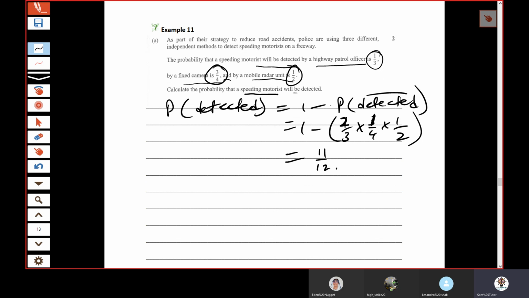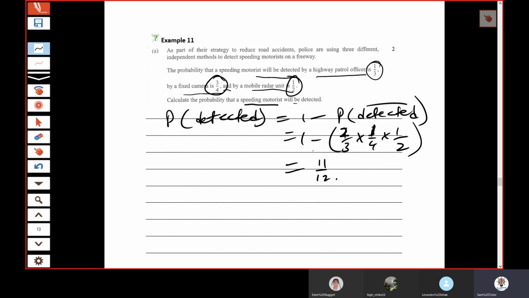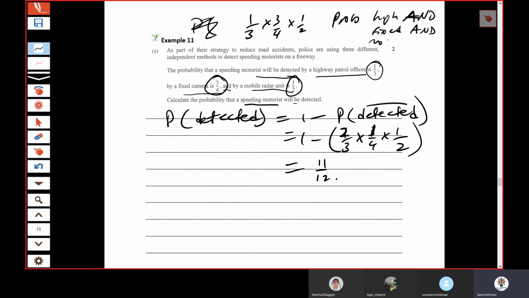So, wait, do you guys understand the logic of this? And how this is working from what I was just talking about? Kind of. So I'll say it again. Look, if you just went and did 1/3 times 3/4 times a half, that's the probability of highway and fixed camera and mobile radar unit, which doesn't make sense. You're not going to get caught by all three at the same time for speeding. So the math of that doesn't make sense.